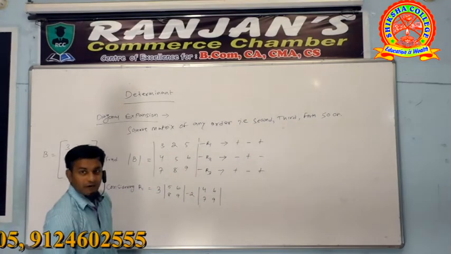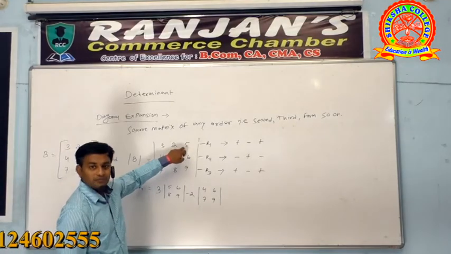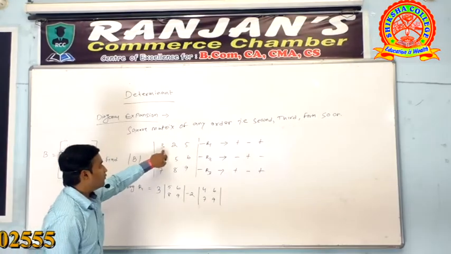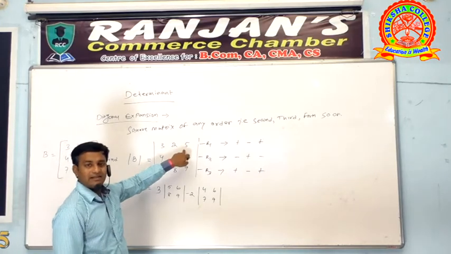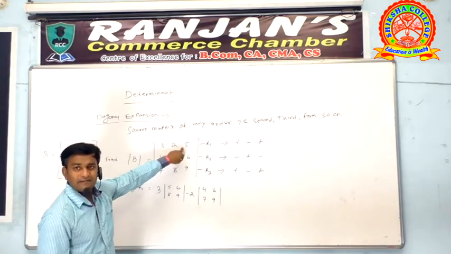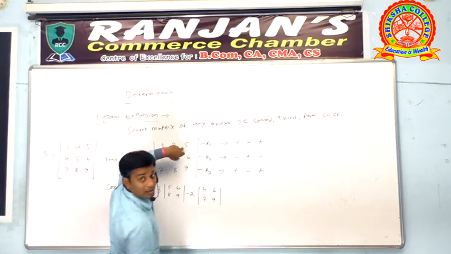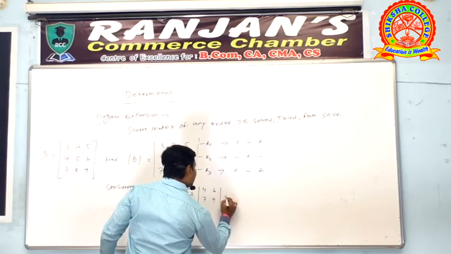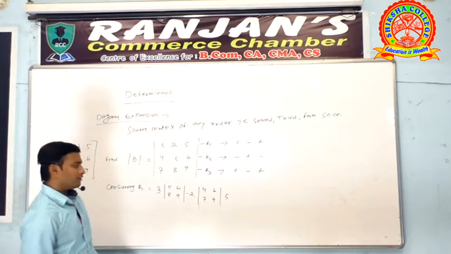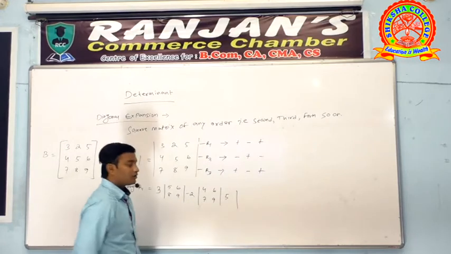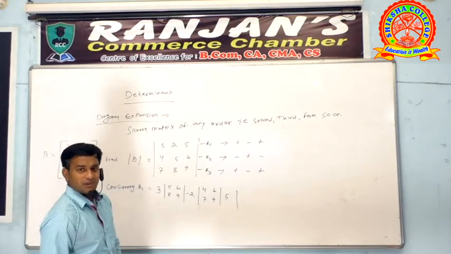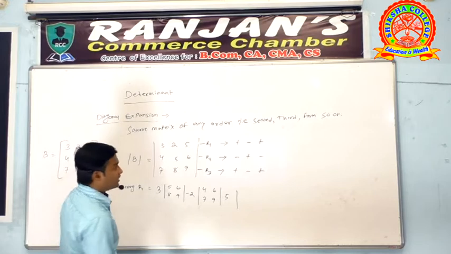Okay students, now the third value. Clear? A11 over A12, now A13. What is that? 5. So what is the symbol? Plus 5. So here 5 plus 5. Now second, we need to delete the row and column containing that element.